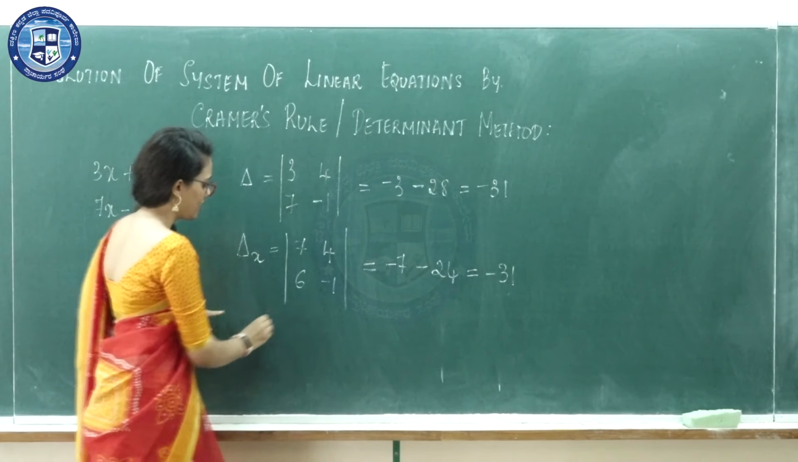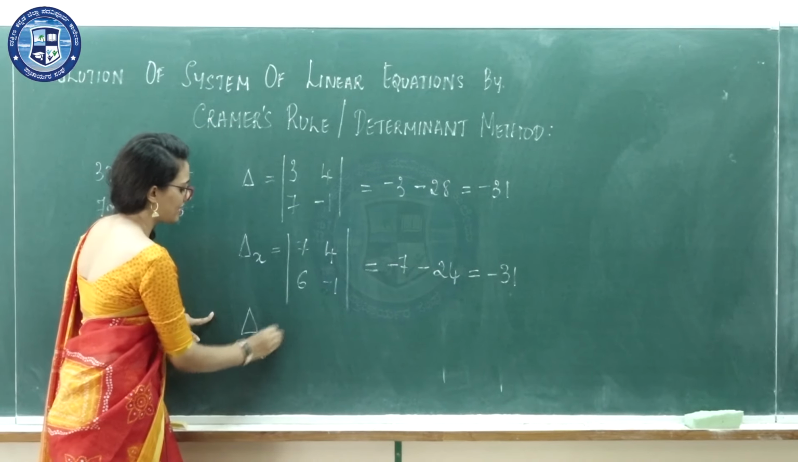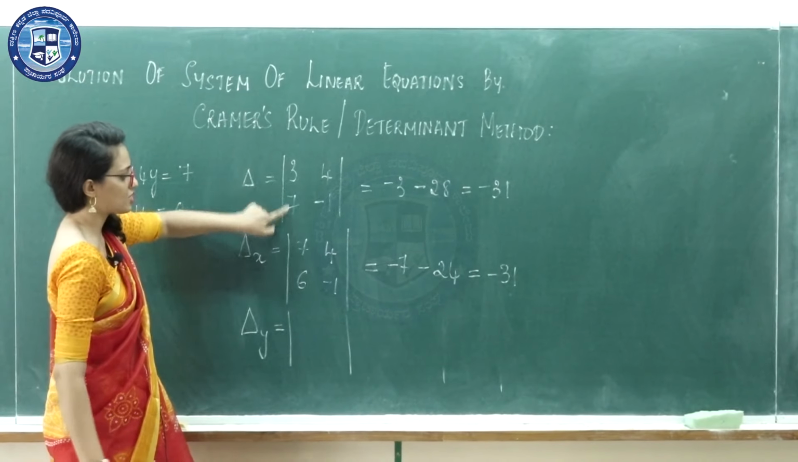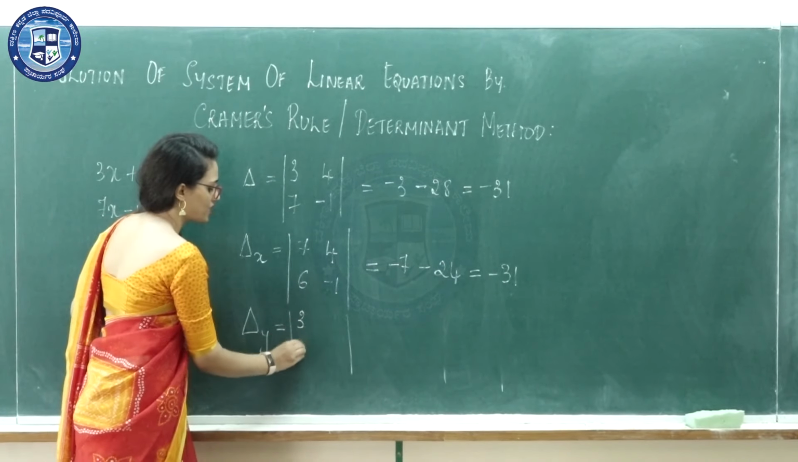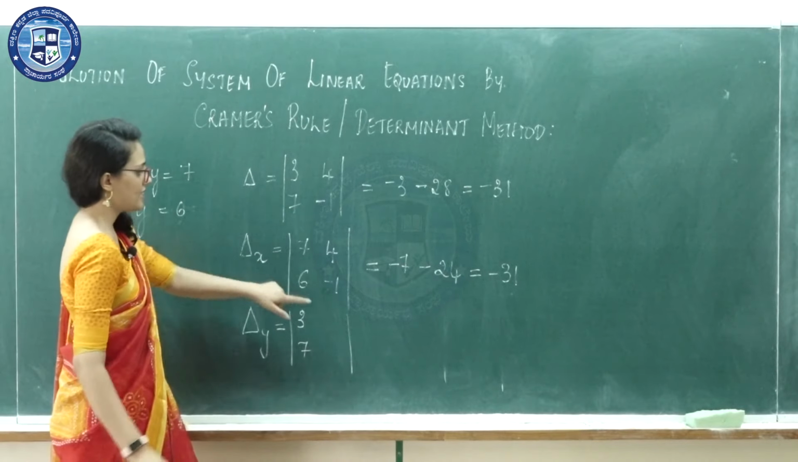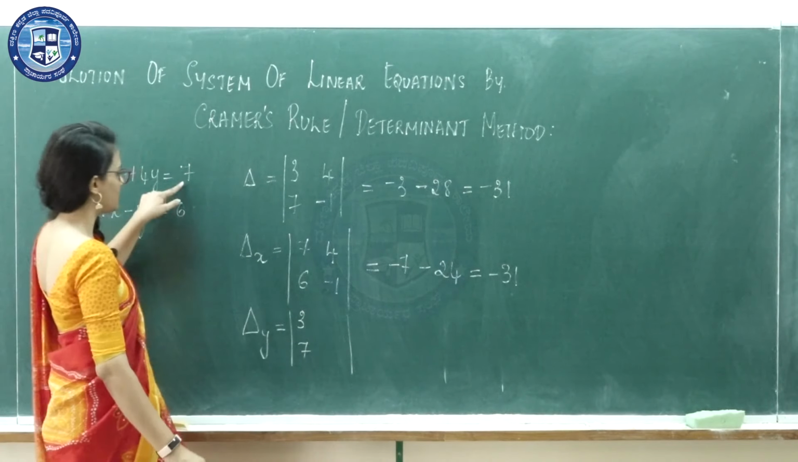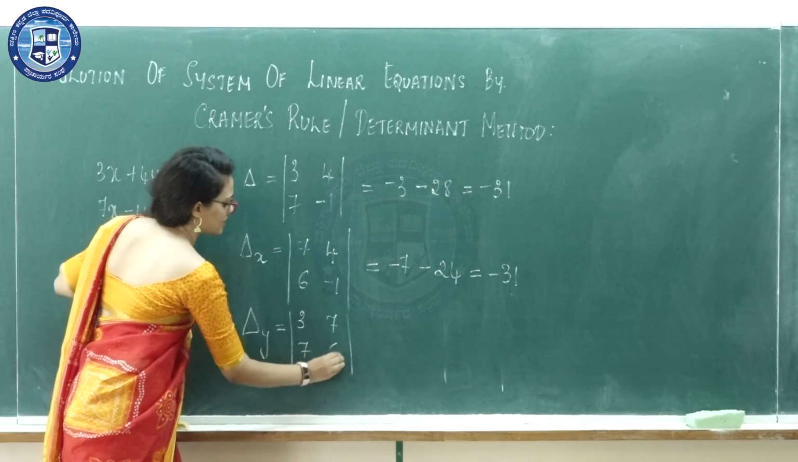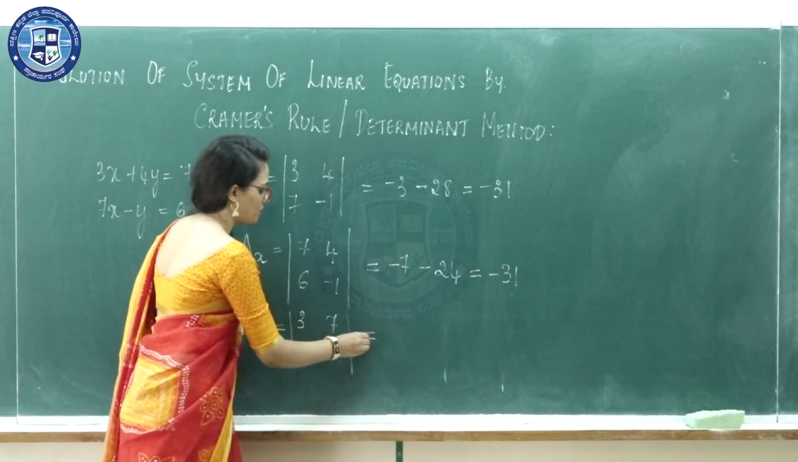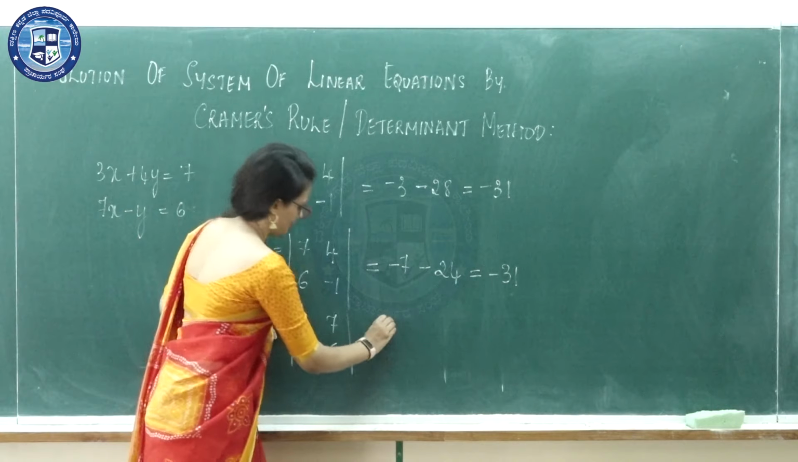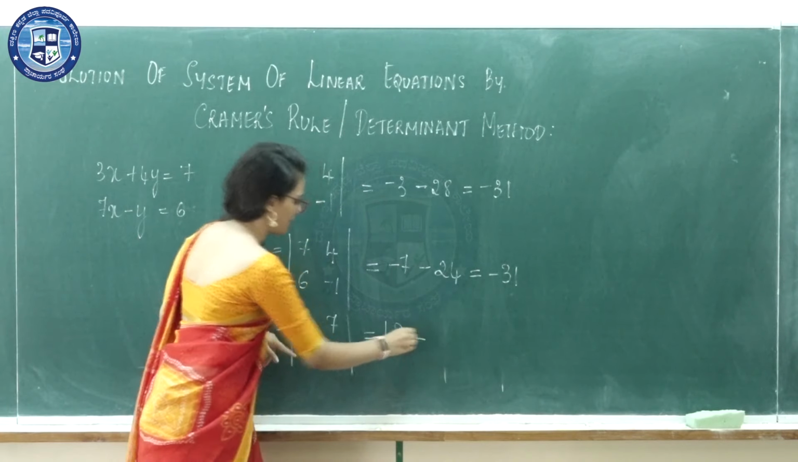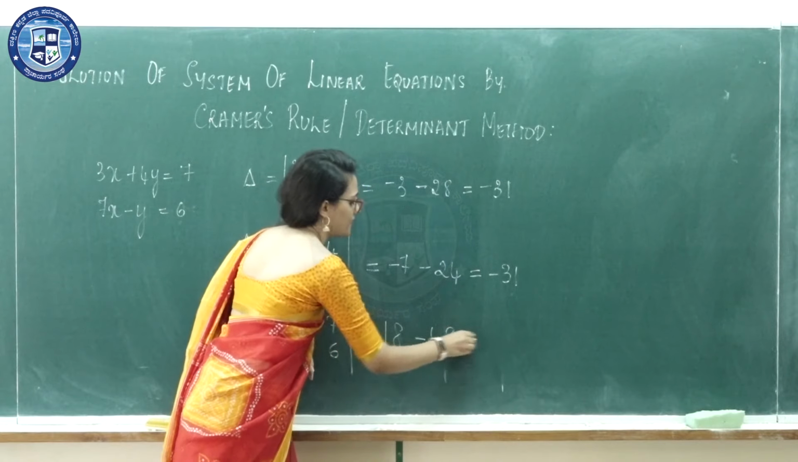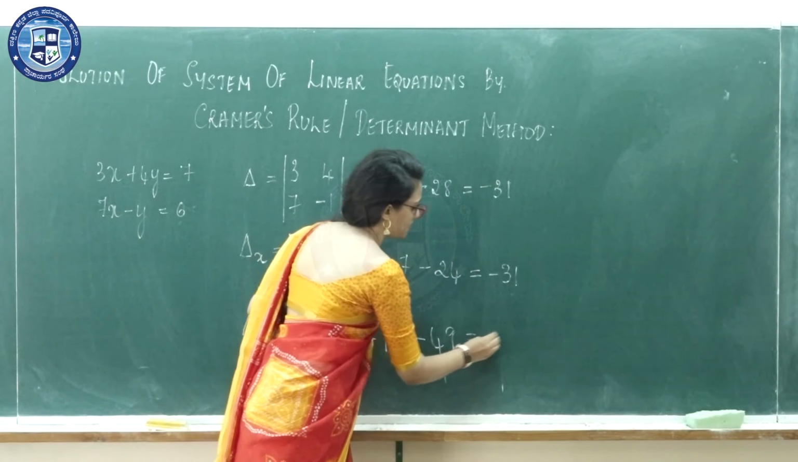So similarly, I'll replace the second column with this constant. I'll keep the first column as it is. So 3 and 7 as it is. Now let's replace the second column with these constants. So we get 7 and 6 over here. So this is equal to 6 into 3, 18, minus 7 into 7 is 49, and answer here is minus 31.